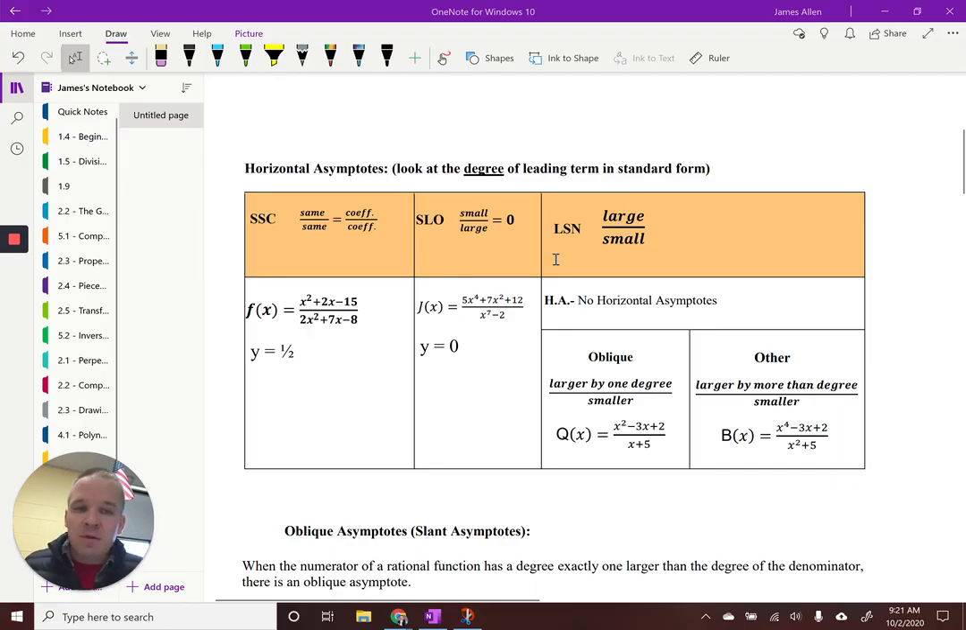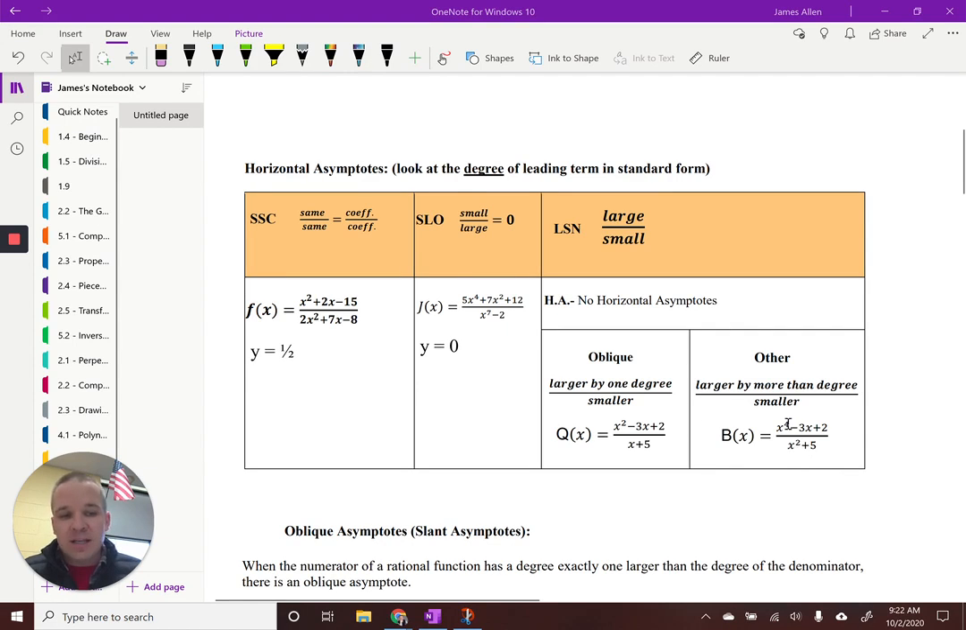But now we have the large over small, which we said has no horizontal asymptotes, which is true, but we have an oblique asymptote or something else. For the ones that we're going to deal with in this class, we're looking at our oblique asymptotes, larger by 1 degree in the numerator and smaller in the denominator, okay? So we're just dealing with x squared over x or x cubed over x squared. The other situations, we would have a parabolic asymptote, something that's outside the scope of this class. We aren't going to deal with that.